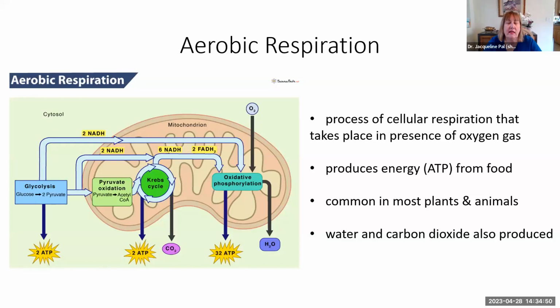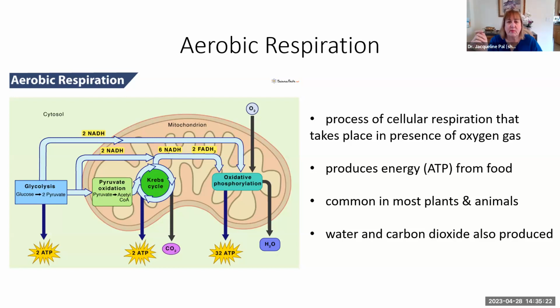So it's sometimes called aerobic respiration because it takes place in the presence of oxygen. So oxygen means it's aerobic. And the whole point of this process is to produce ATP from the foods that we ingest. And this is really common. It happens in animals and most plants. And in addition to having ATP, we're also going to be making some other substances, such as water and carbon dioxide as waste products.